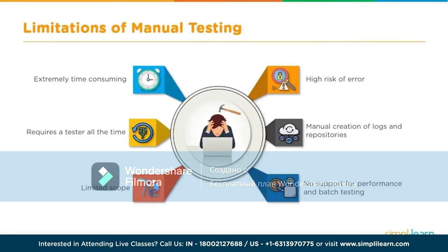And again, since it's all a manual process, there is a high chance of creating manual errors there. Scope of manual testing is limited. For example, let's say regression testing. Ideally, you would want to run all the test cases which you have written. But since it's a manual process, you would not have the luxury of time to execute all of them, and hence you will pick and choose your test cases to execute. That way, you're limiting the scope of testing.